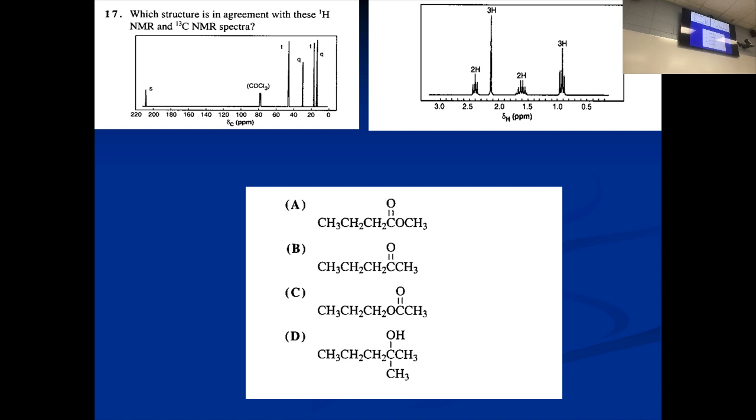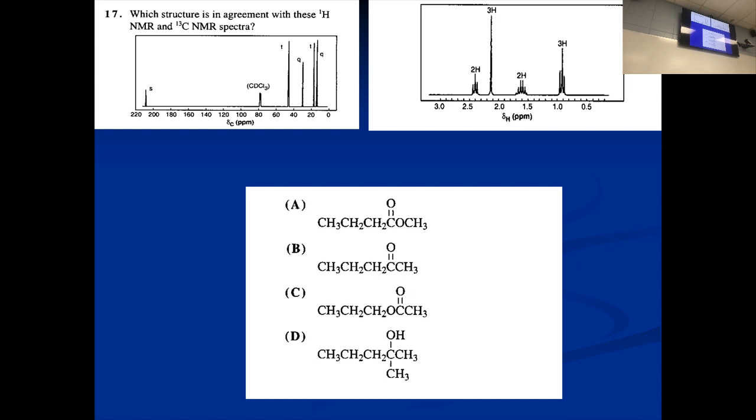All right, folks. How do we go about doing this? Well, let's make it easy on ourselves, right? Where would you start? Okay, you can count the number of signals. How many signals do we see in the carbon NMR? Yeah, I count 5, right? There's 1, 2, 3, 4, and 5. Again, we ignore this one, right? Okay, so that's a good place to start.